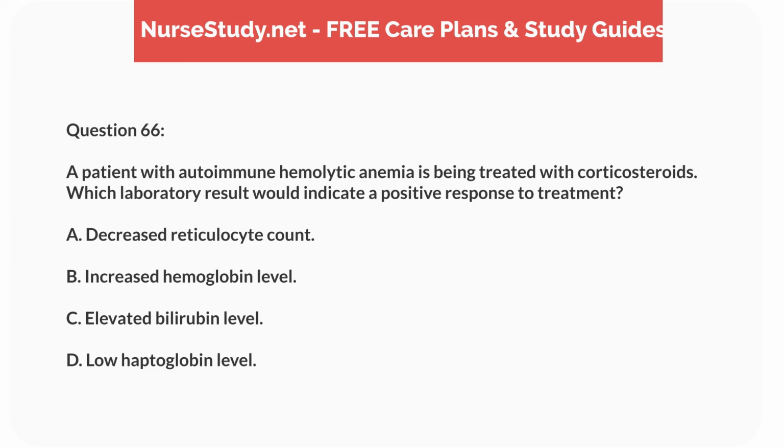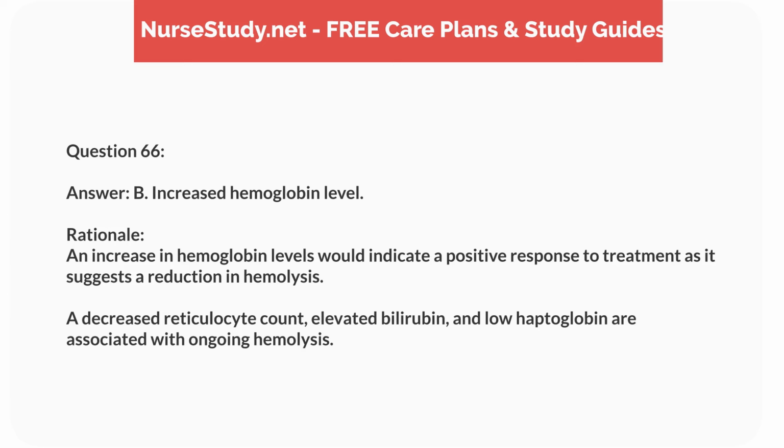Question 66. A patient with autoimmune hemolytic anemia is being treated with corticosteroids. Which laboratory result would indicate a positive response to treatment? A. Decreased reticulocyte count. B. Increased hemoglobin level. C. Elevated bilirubin level. D. Low haptoglobin level. Answer: B.